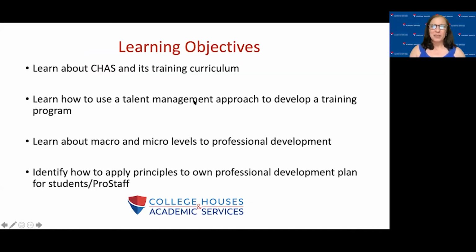All right. Our learning objectives are that you're going to learn a little bit about College Houses and Academic Services and its training curriculum, and learn how to use a talent management approach to developing such a program. You'll also learn about the macro and micro levels of professional development, and then identify how to apply the principles to your own professional development planning for students or professional staff.